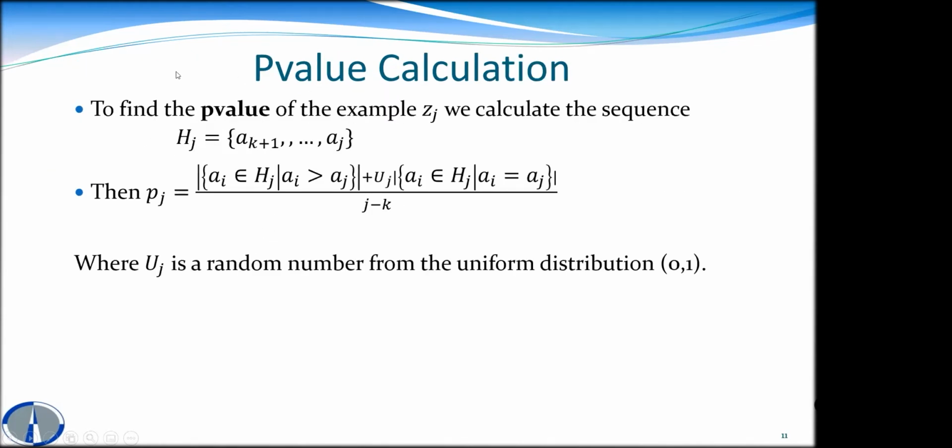Here is the formula for calculating the p-values. We have a sequence of non-conformity scores. In these brackets here is the number of elements in Hj that are stranger than Aj, the current example. And here we have the number of elements which are equal to Aj, that have the same strangeness, multiplied by a random number belonging to [0, 1], and divided by the total number of elements in this sequence.